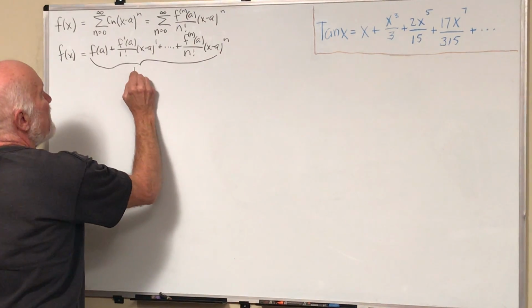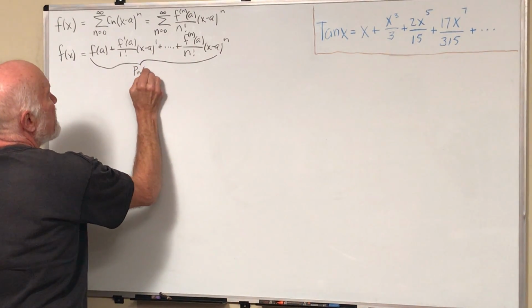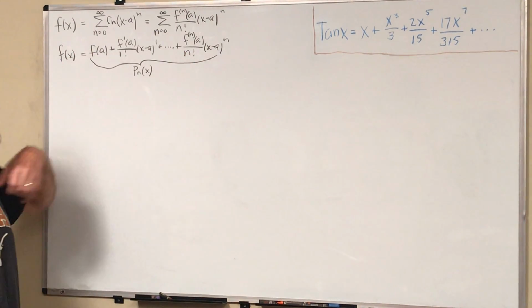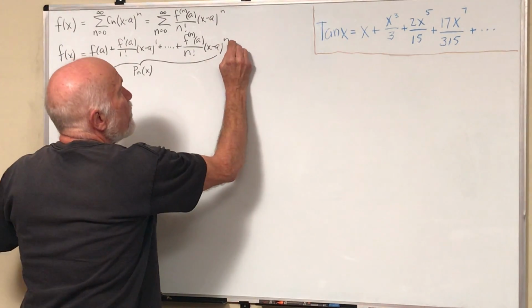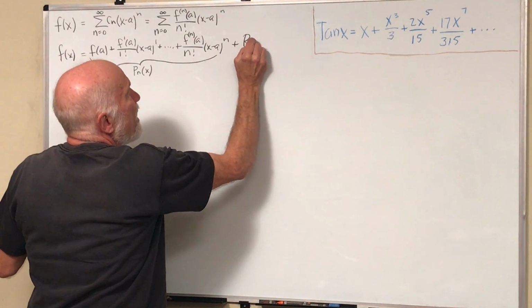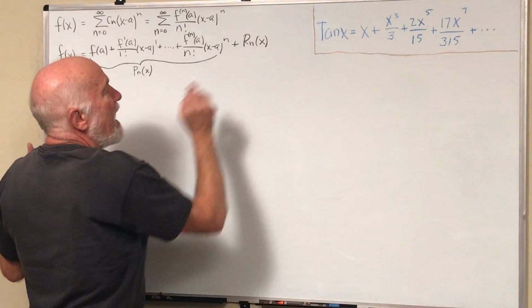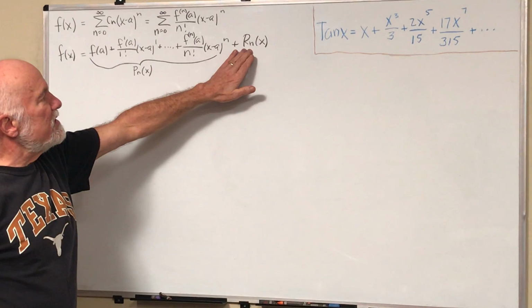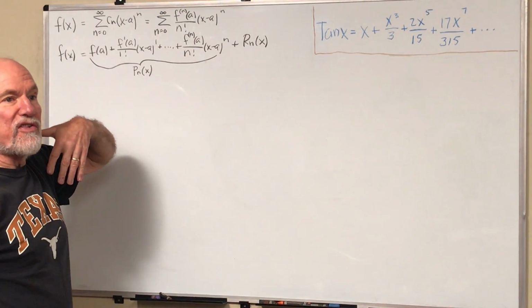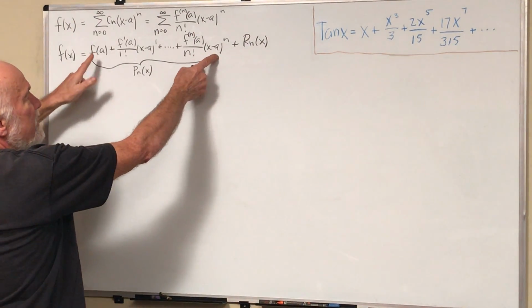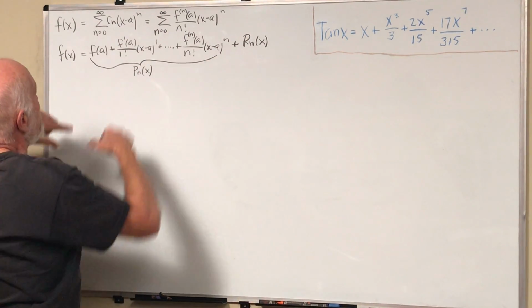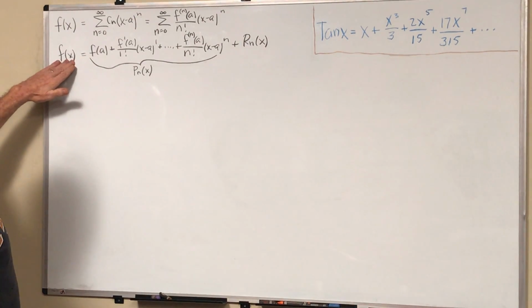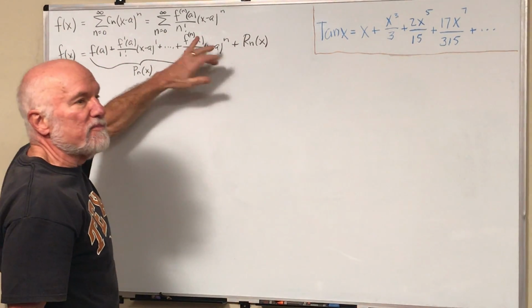And this is referred to as Pn of x, an nth degree Taylor polynomial, plus what's left. And we call that the remainder, Rn of x. And it's going to be important to know what that remainder is, because that's going to say how accurate we're going to find our answer to be when we plug a value in for x and try to approximate f of x with this Taylor polynomial.